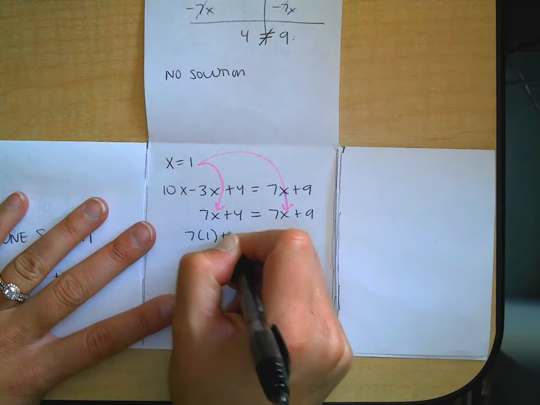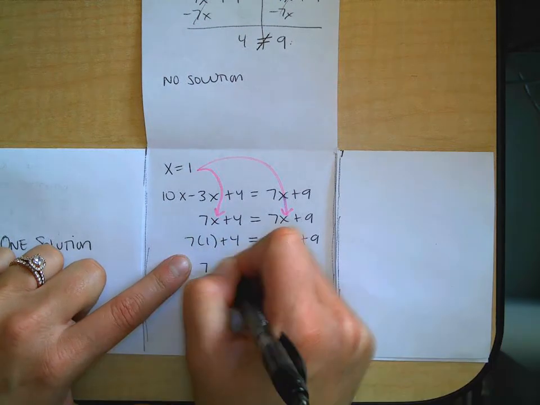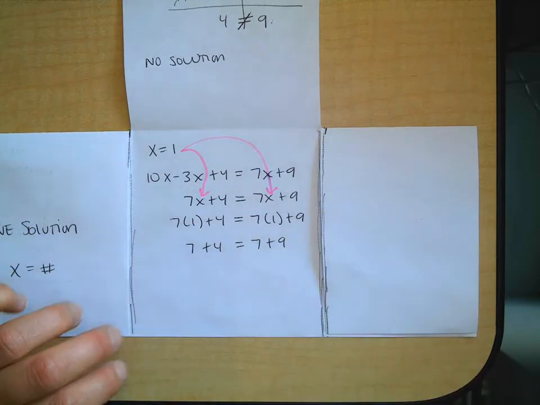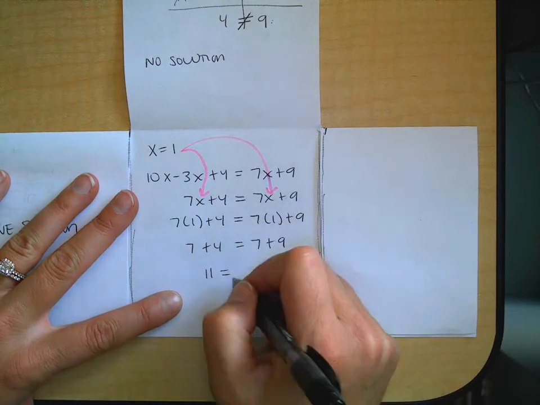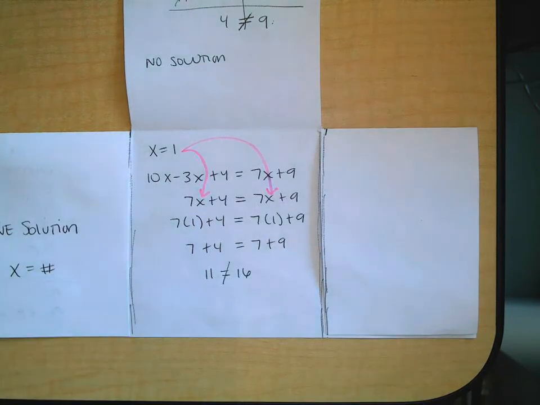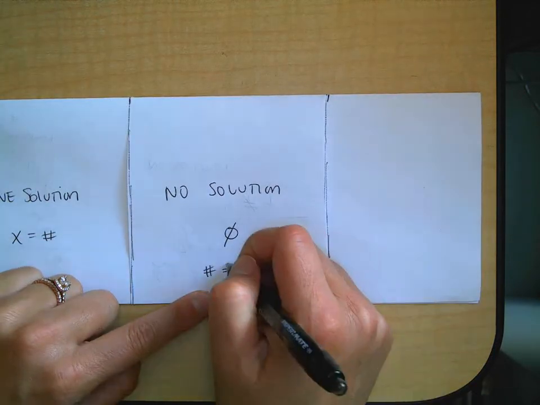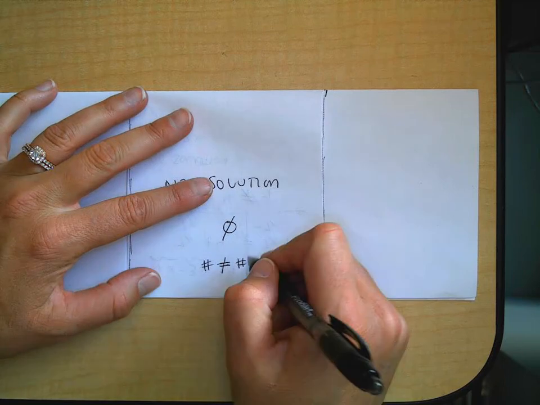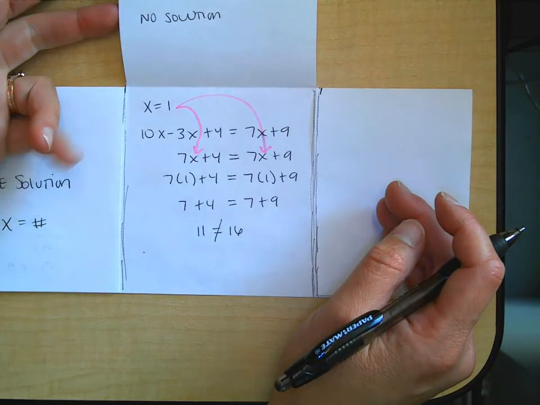Okay, so let's see what happens. If we do 7 times 1 plus 4 equals 7 times 1 plus 9, 7 times 1 is 7, plus 4, 7 times 1 is 7, plus 9. So if we get 7 plus 4, we get 11 on this side, and 7 plus 9, we get 16. Again, the numbers don't equal each other, so therefore there will be no solution. Okay, moving right along, so actually we should put a little slash through this then too. A number cannot equal a different number. Let's say number 1 cannot equal number 2. Okay, so that was our example.